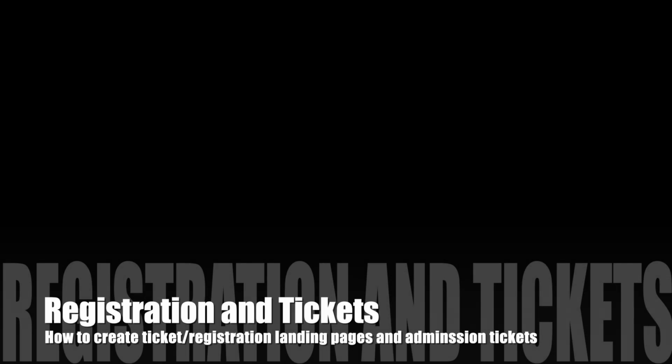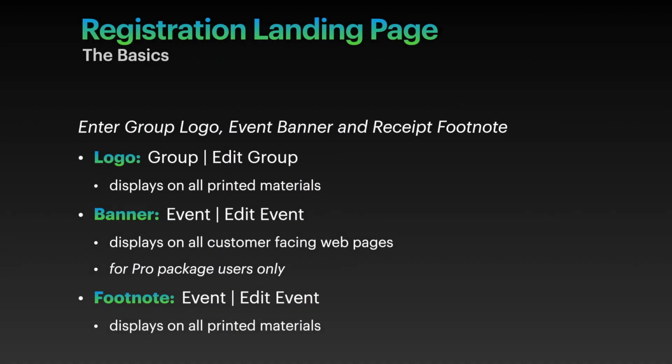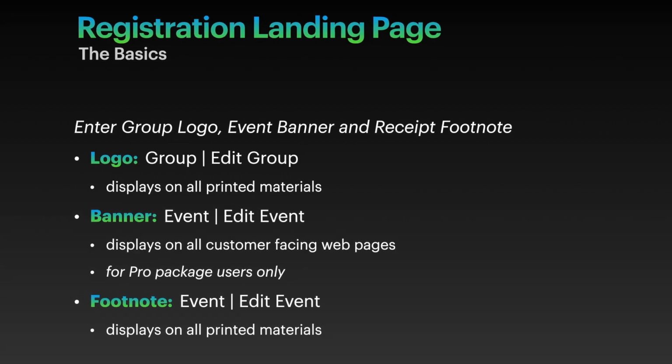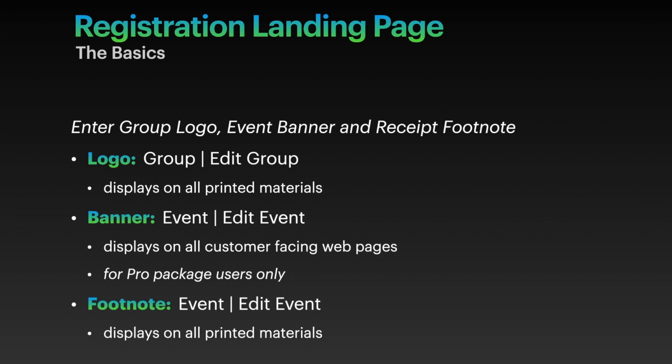When you've created a new event in Silent Auction Pro, one of the first things you may want to do is create your registration page and add any appropriate tickets to be sold. Let's start with the basics: adding a group logo, event banner, and receipt footnote.